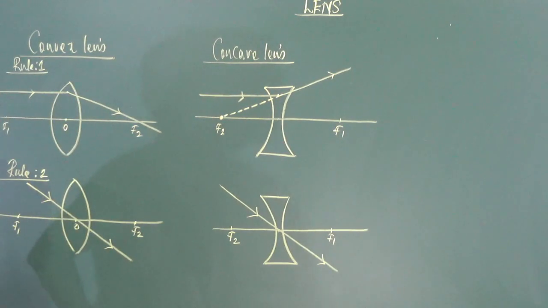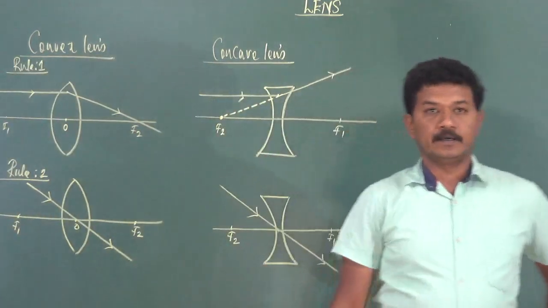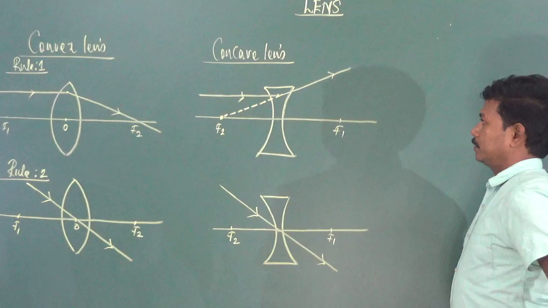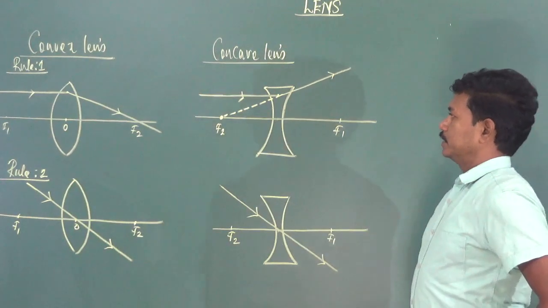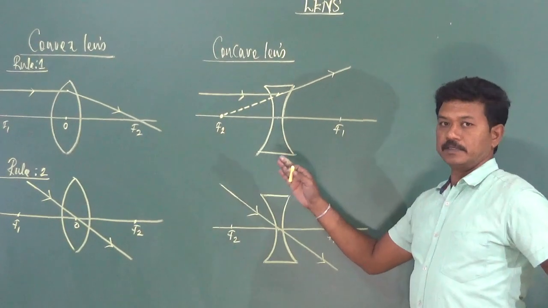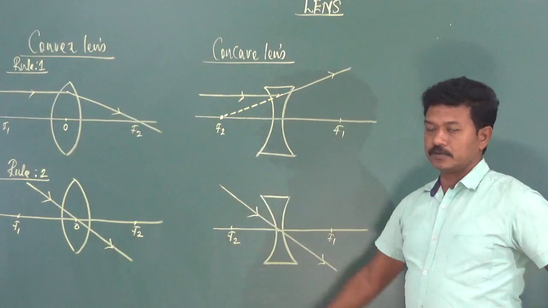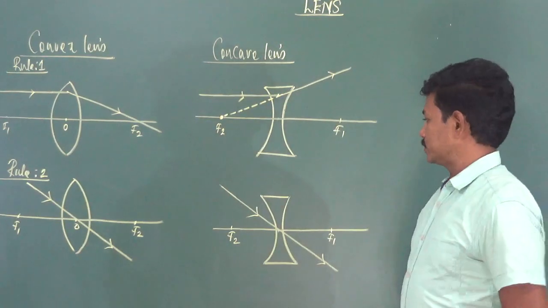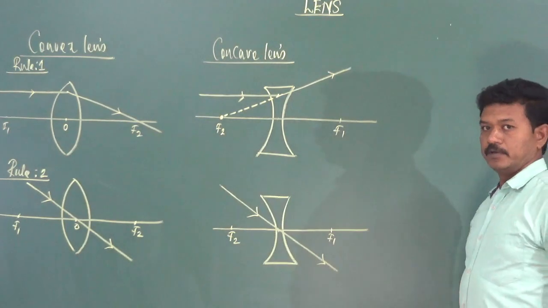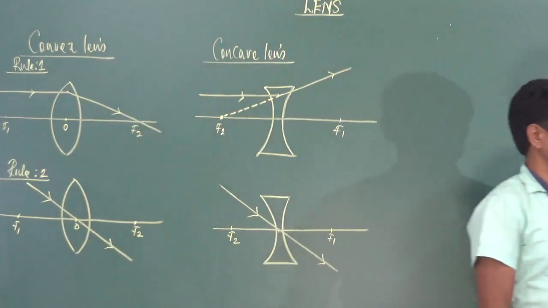Very, very important. Keeping these two rules in your mind, you can draw the ray diagrams, that is, image formation for both lenses, the convex lens as well as the concave lens. In today's class we will go with only convex lenses. In tomorrow's session I will go with the concave lens. So let us get into the ray diagrams.